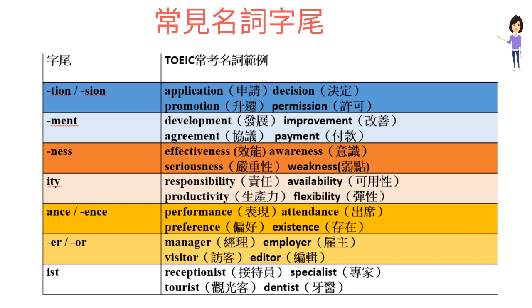Words with ance or ence also come from verbs and describe states or results. Examples: performance, how well you do something. Attendance, being present. Preference, what you like more. Existence, the state of being.